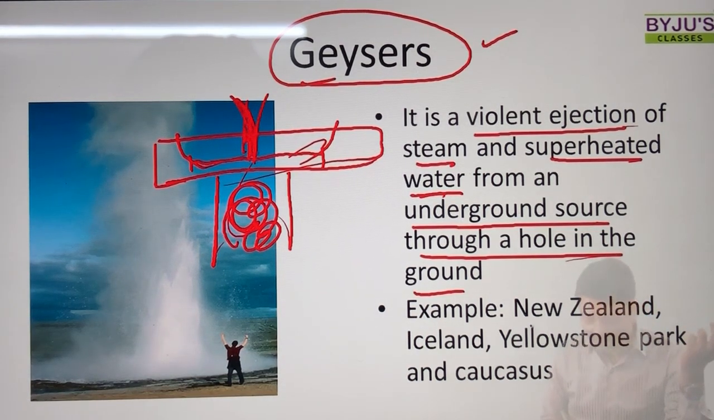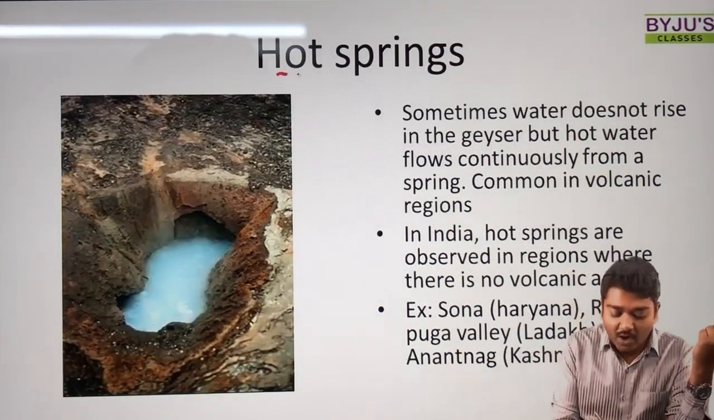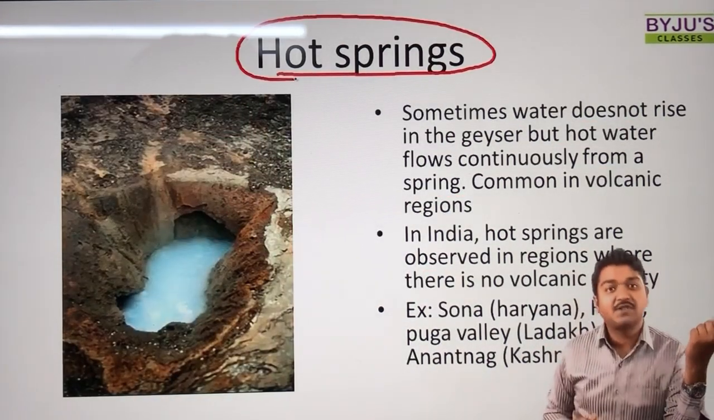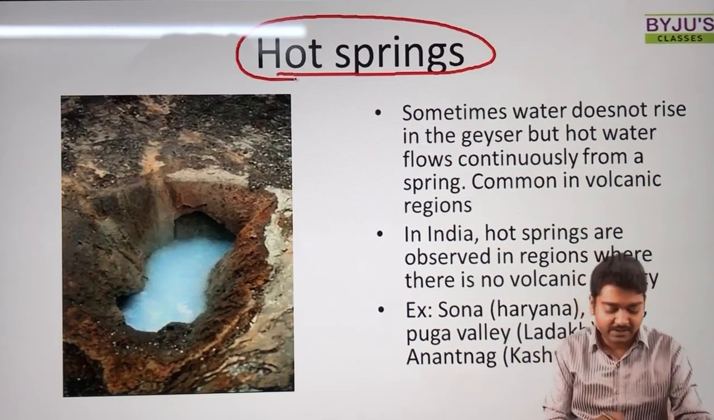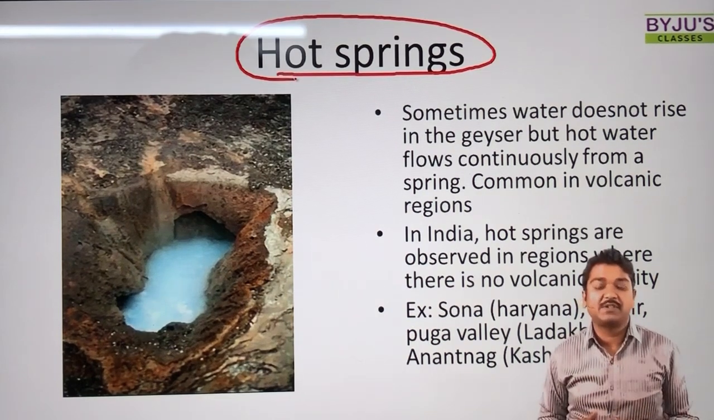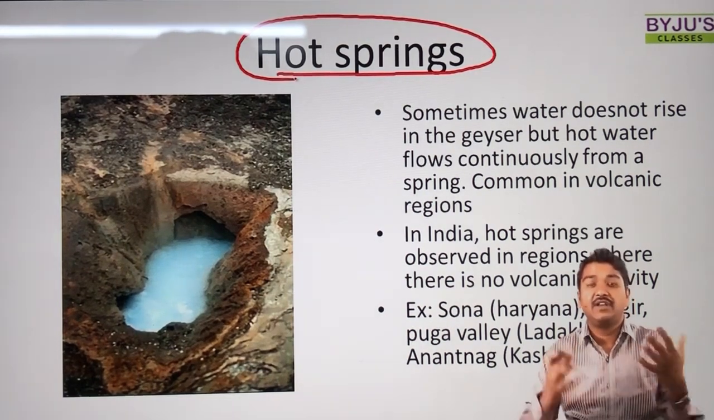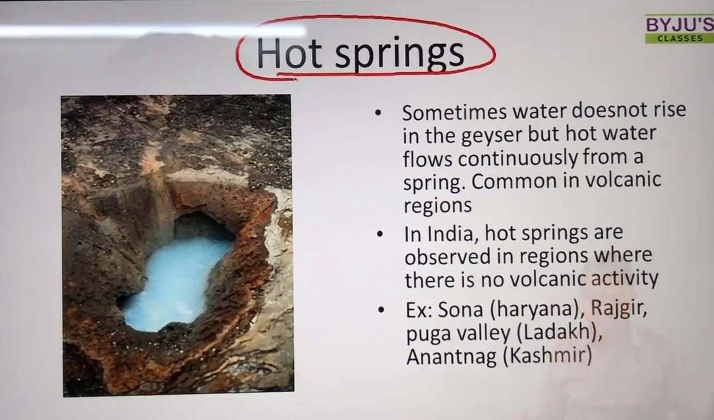Usually you see geysers in New Zealand, Iceland, Yellowstone Park, which we saw, and then the Caucasus Mountains. Next, we'll see what hot springs are. Hot springs are like your bathtub, filled with hot water. Can you see this? It's just like a hot water bath. If you type hot springs, you see that people are enjoying them. They go there and take a bath in this region. But if it becomes hotter, you cannot.